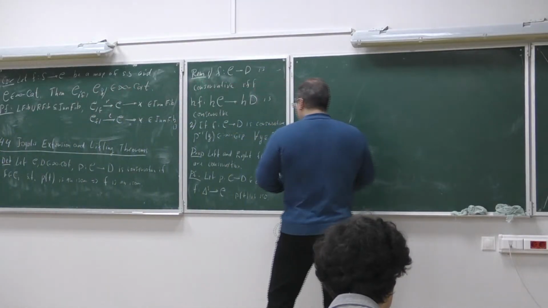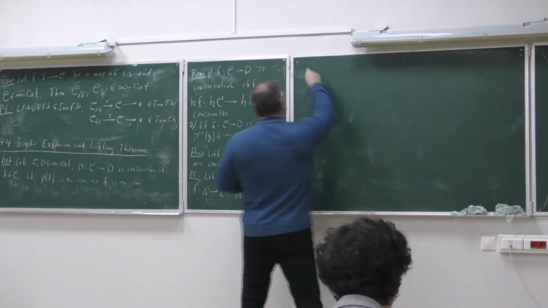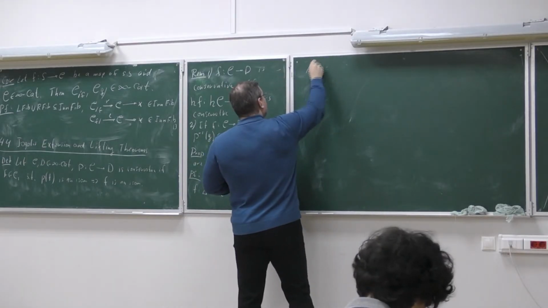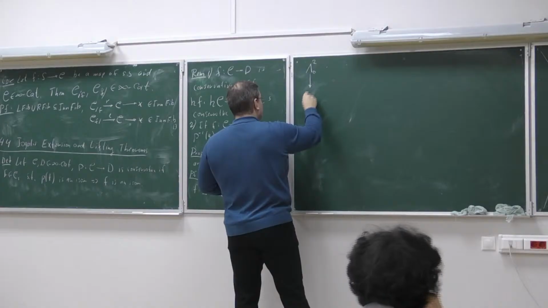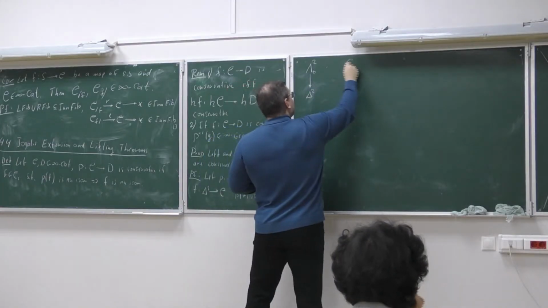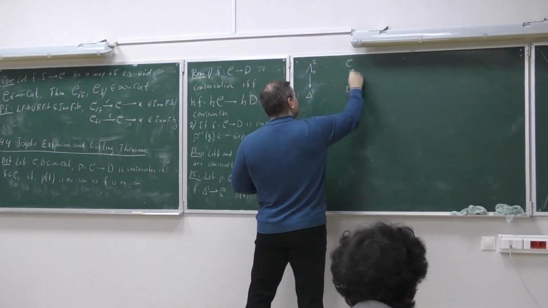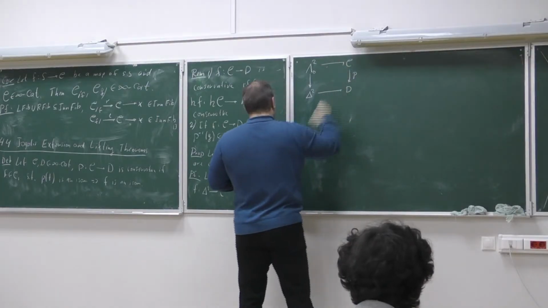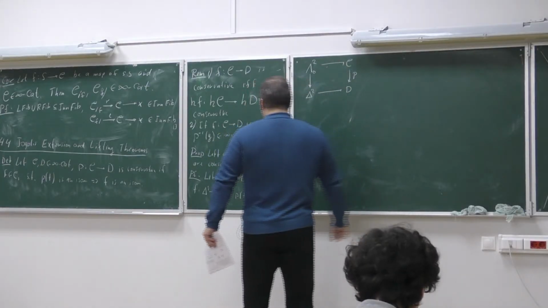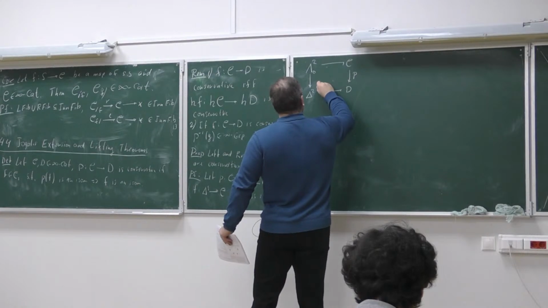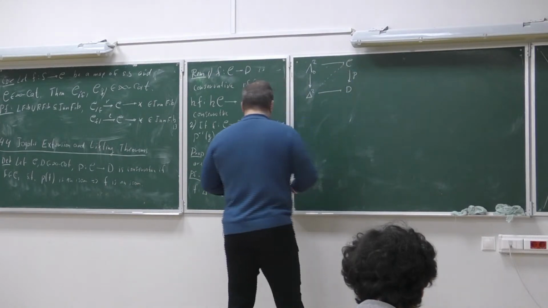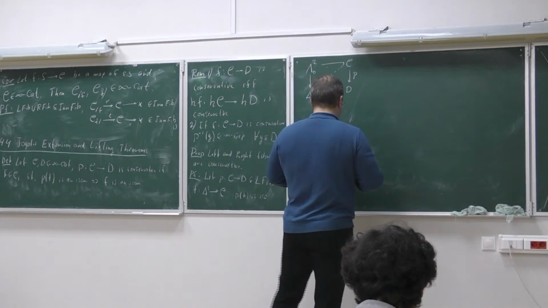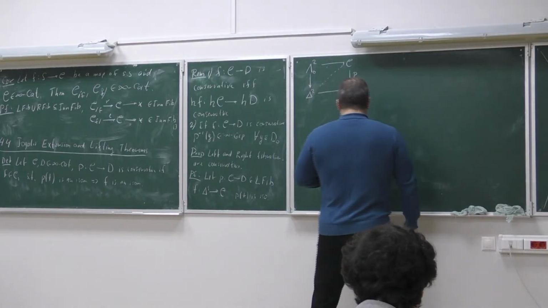Well, but then I have the following lifting problem. I take the horn lambda 2, 0, include this into the delta 2. On the right I have C, D, map P between them. So since this is a left fibration, I know that there is a solution for such a lifting problem, any such lifting problem.